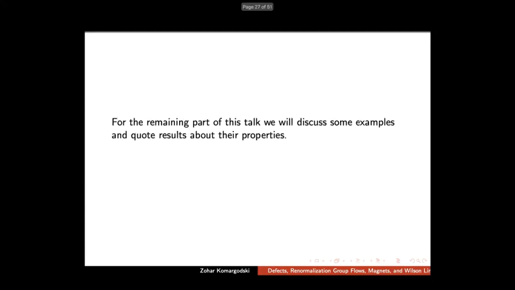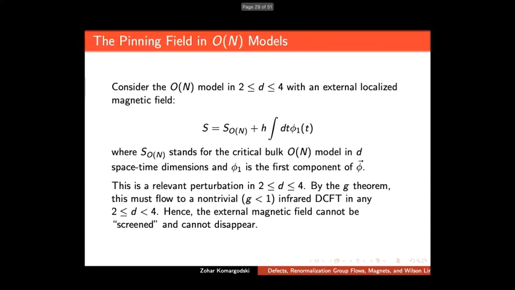So these descriptions are just constructions, but they may depend on the duality frame. Okay, any questions? Now I'll discuss the magnetic defect in the Wilson-Fisher fixed point, and we'll compare a little bit with simulations. So what is the construction? It's a Wilson-Fisher fixed point in space-time dimensions between 2 and 4, and you put a localized external magnetic field.